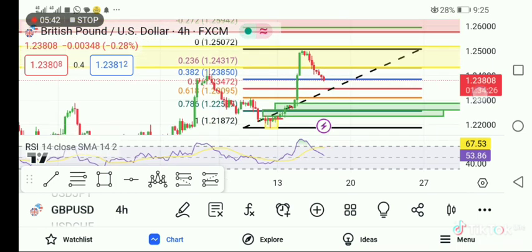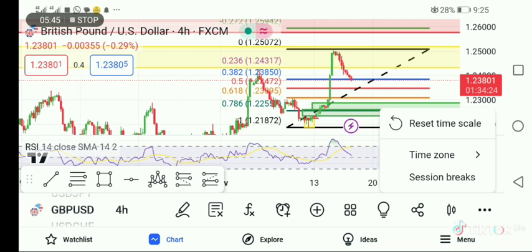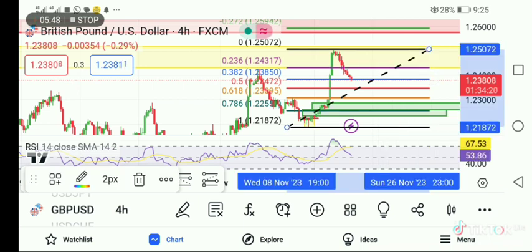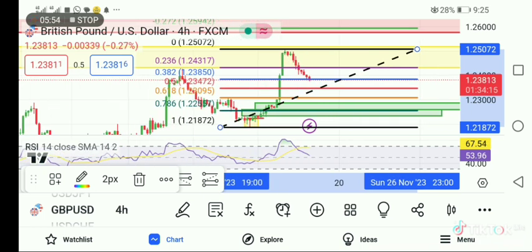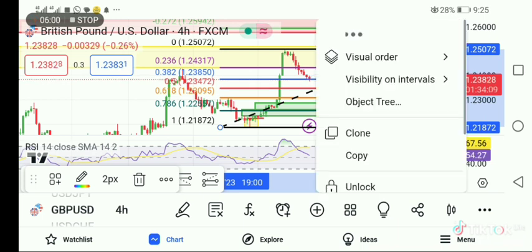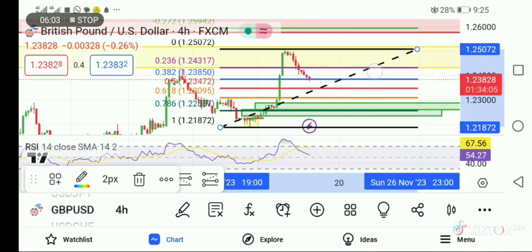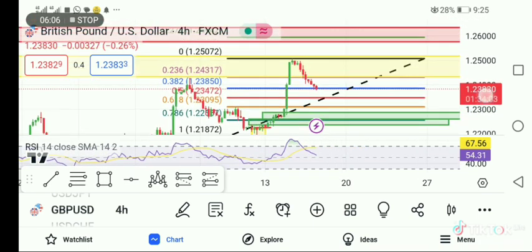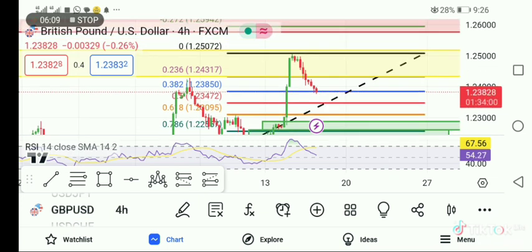Because most times news also influences the market dynamics. So as you can see, this major movement, these two bold bullish candles in USD here, is as a result of negative US CPI. I think it was yesterday or the day before yesterday. So that's what printed these bold bullish candles.